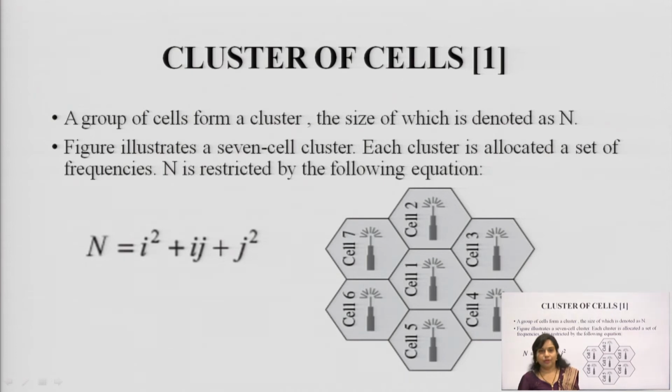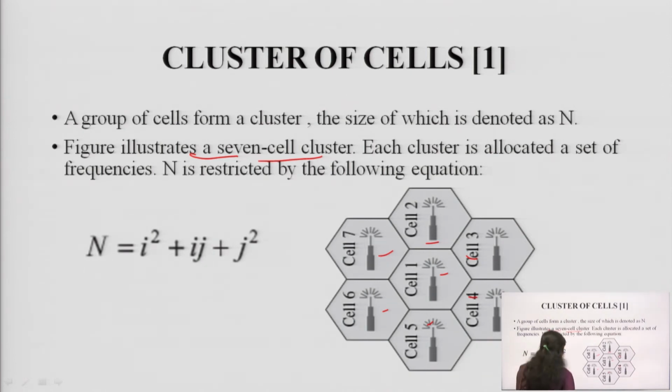So, this is the cluster of cells I was talking about. A cluster of cells means a group of cells that can be used to cover a particular geographical area, and to this cluster we have to allocate some set of frequencies, and then decide after how many cells of gap the set of frequencies can be reused. The first figure illustrates a 7 cell cluster. You can count, this is 1, 2, 3, 4, 5, 6, 7, which means this is a structure which constitutes 7 cells.